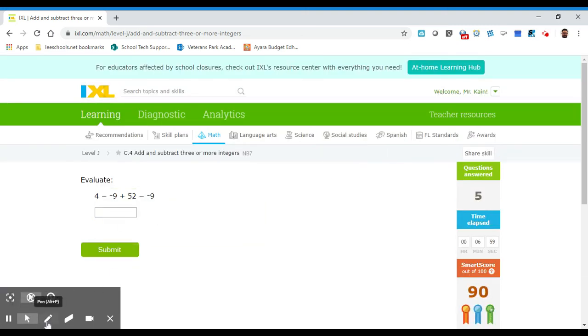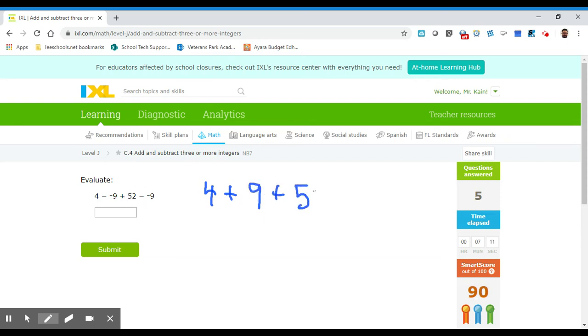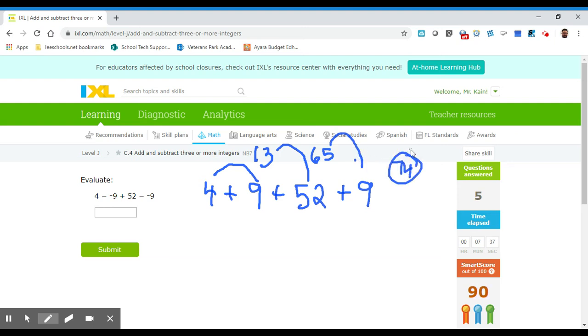Okay, we'll do this one as our last one here. Remember, step 1, write it down. 4 minus minus is plus 9 plus 52. And then we have negative negative, which is plus 9. So 9 and 4, we add them up because it's the same sign. It's 13. 13 and 52, we add them up, so that would be 65. And then 65 and 9 is 74. That was all positives. So 74.